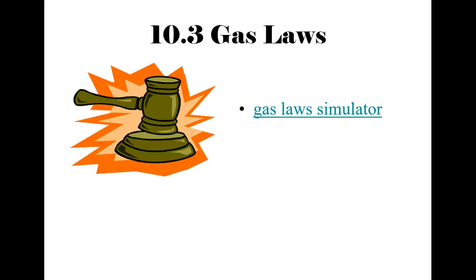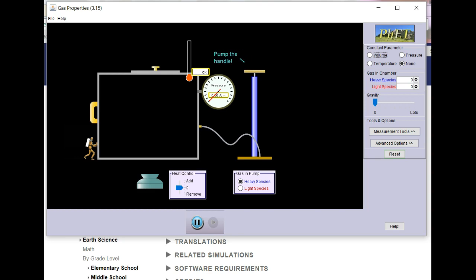To help us understand gas laws a little bit more, we are going to take a look at this gas law simulator. So here's the simulator, and you can see there is a chamber for gas particles. There's a little dude over here that'll help us change the size of our container, or the volume of the gas. There's a temperature gauge and a pressure gauge. We can add or remove heat, and then we can pump the handle to introduce some gas species into our container. So we'll start with just putting some gas particles in there.